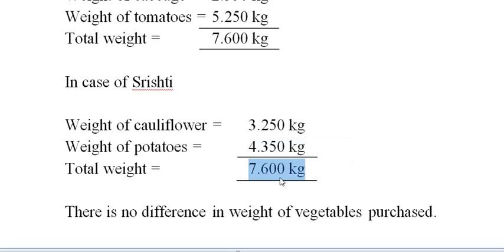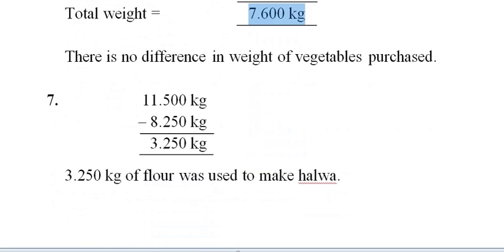Now let us move on to question number 7. Question number 7 is very simple. Sarita purchased 11 kg 500 gram of flour, and she used 8 kg 250 gram for making rotis, and the rest, whatever was remaining, was used to make halwa. So what you have to do is a subtraction. But before you do subtraction, you have to do the conversion. You have to convert this 11 kg 500 gram to kg only.